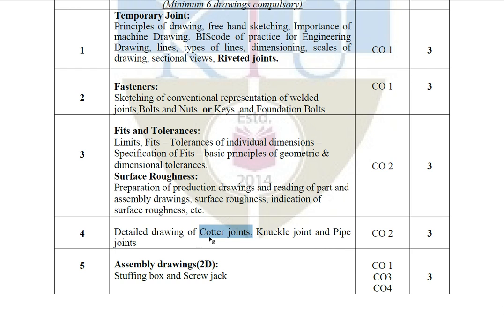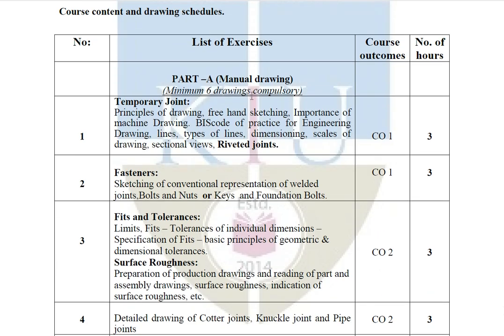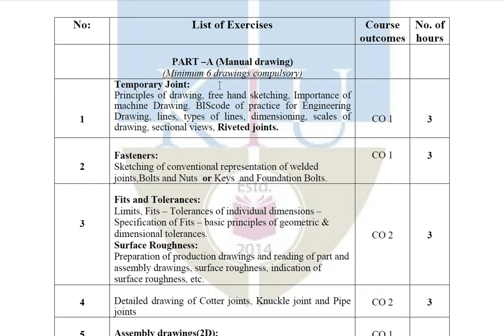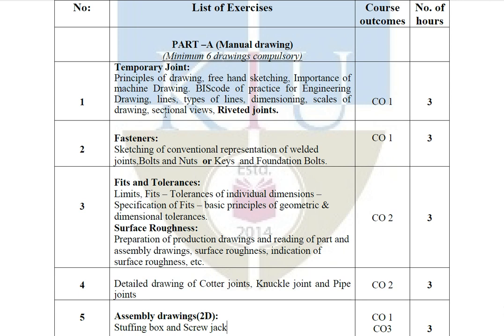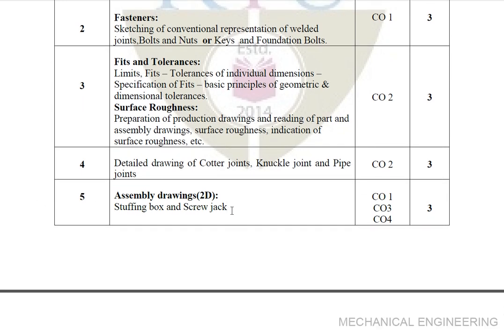The last one, as per the syllabus, is either a stuffing box or a screw jack. So there will be one question on stuffing box or screw jack. Okay, so all these come under your first part, which is manual drawing. Manual drawing is about initially being given a basic introduction on how to draw all those things, and finally we will complete that using an assembly drawing.